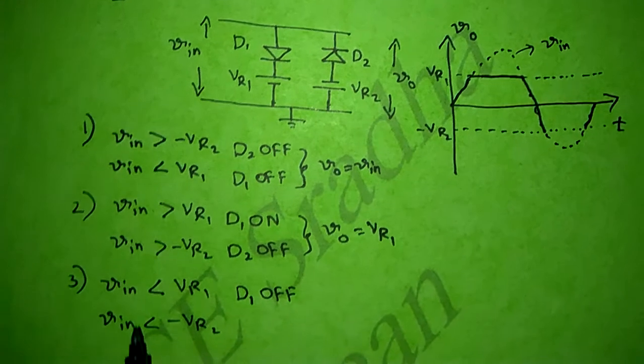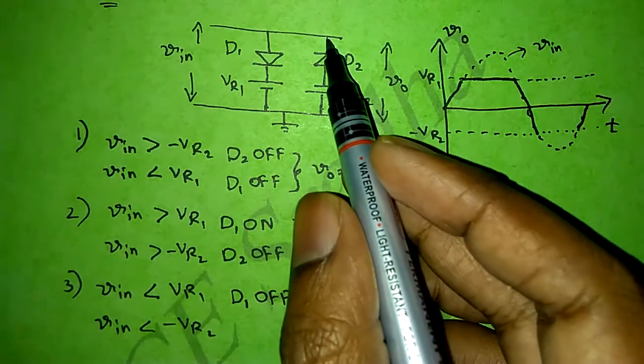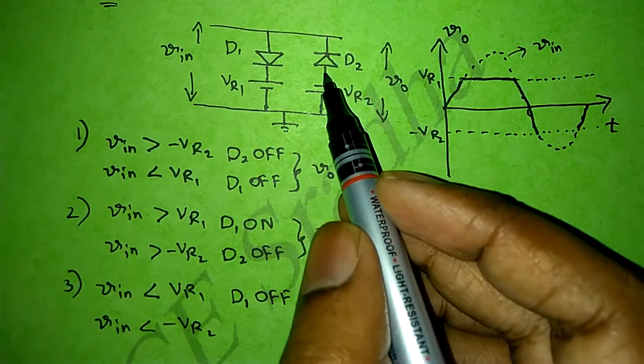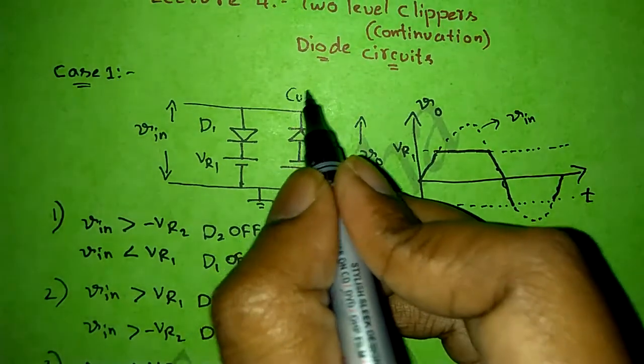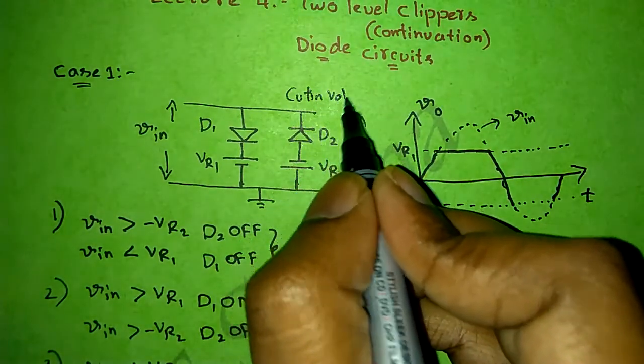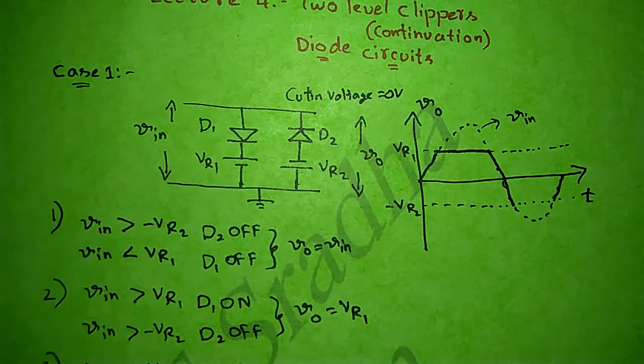Next, V in is less than minus VR2. That means the cathode voltage is less compared to anode voltage. Here cut-in voltage we can assume as 0 volts. Why? Because in general silicon diode cut-in voltage is 0.7 volts, which is very small, we can neglect. But in the question, if we specifically mentioned the cut-in voltage, then we have to consider that voltage.